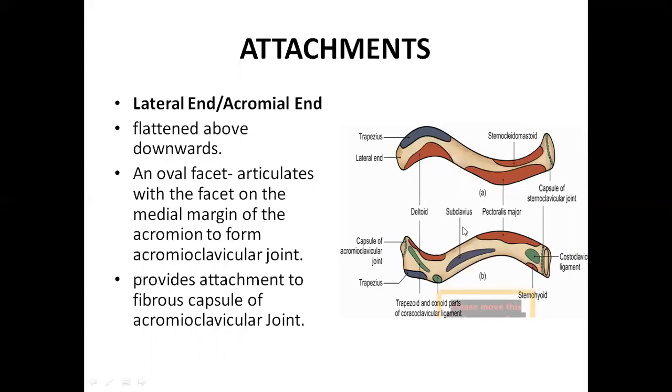Then coming to the attachments, I already told you with the help of initial slides; this will be just a revision of the same thing. So the lateral end, also called the acromial end, we know is flattened above downwards. It has an oval facet articulating with the medial margin of the acromion to form the acromioclavicular joint. And we have seen it is all covered by a fibrous capsule for the attachment of the acromioclavicular joint.